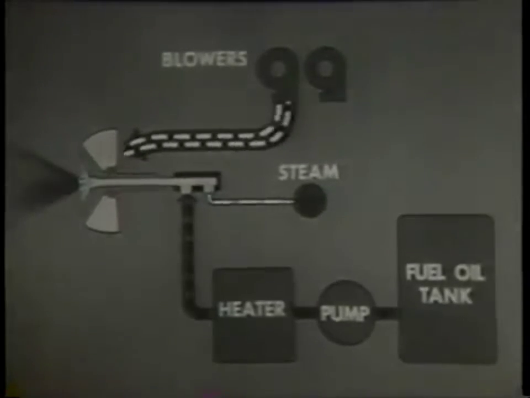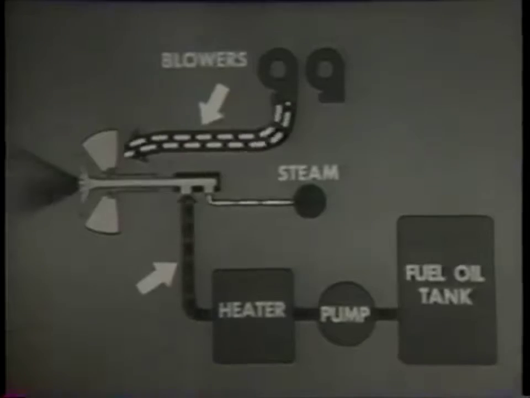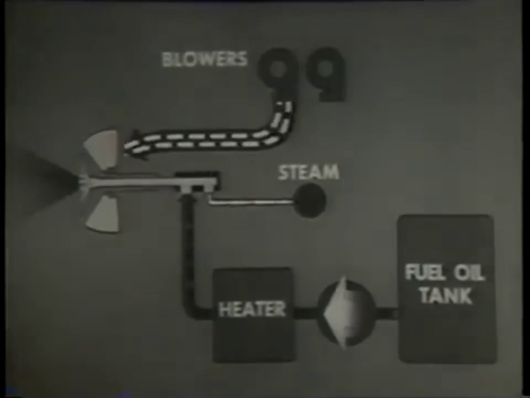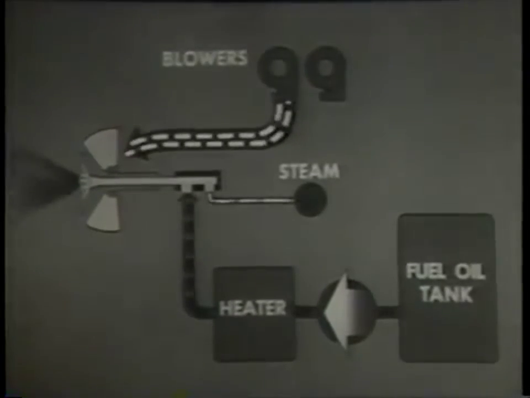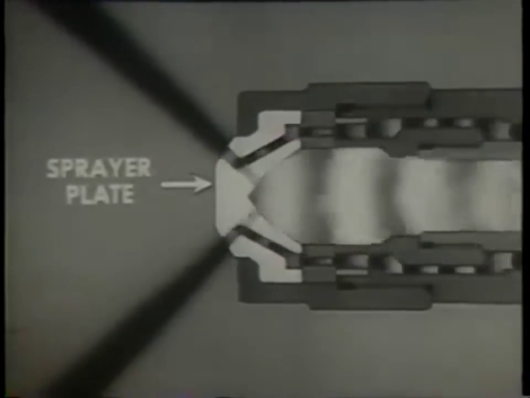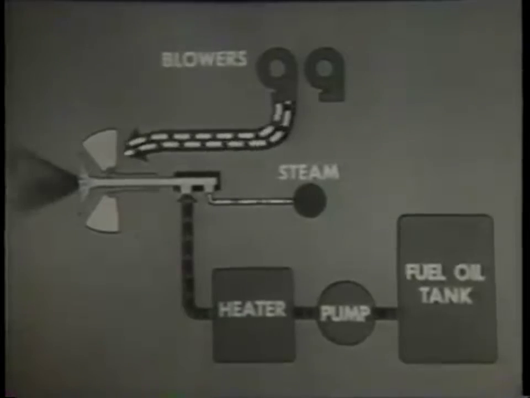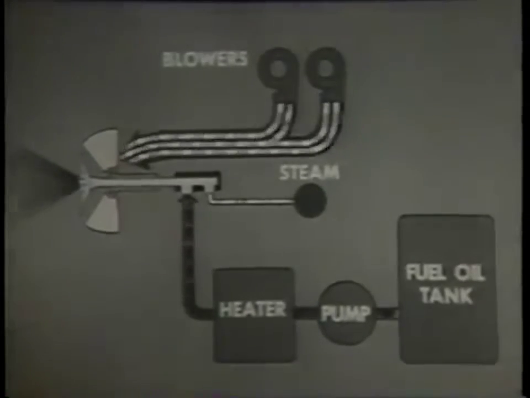Control of the burner involves regulating the air, oil, and steam supply. Regulate oil pressure to regulate the quantity of oil. When you increase or decrease oil pressure, you must change the steam pressure correspondingly to get good atomization. You must also change the sprayer plate in the burner if the capacity of the plate is incorrect for the new firing rate. As with most burners, you adjust the speed of the blowers and the number in service to control the air supply.